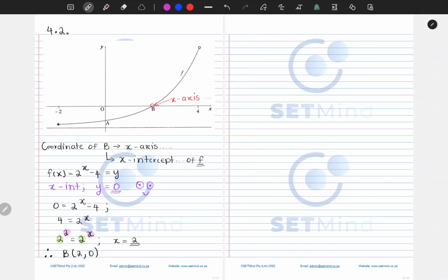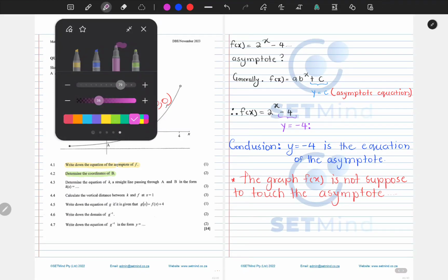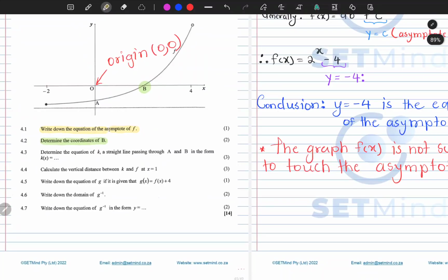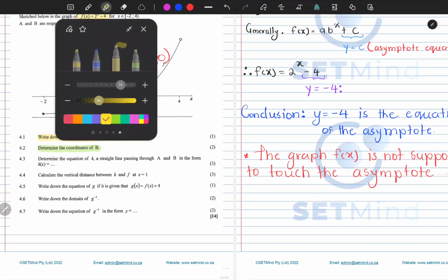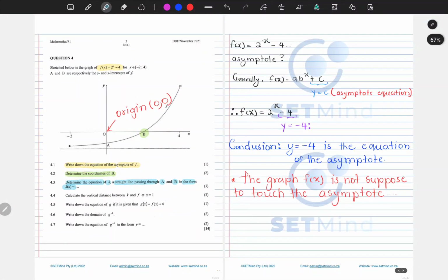Finding the coordinates of b. So let's go and read the next question, which is 4.3. 4.3 reads, determine, let's use a different color, determine the equation of k, which is a straight line passing through a and b, in the form of k of x. So let's have a look at what is going on.